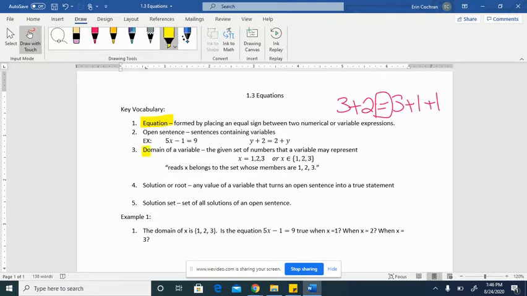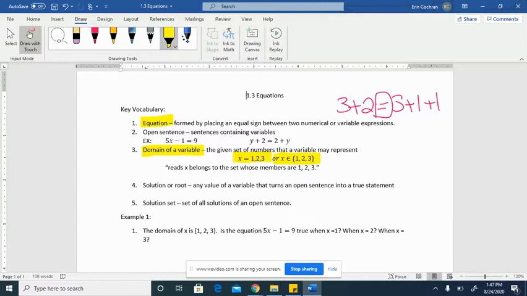The domain of a variable is the given set of numbers that the variable may represent. So you could either write it as x equals 1, 2, 3, 4, or x is an element of 1, 2, 3, and 4, or belongs to the set of members 1, 2, 3, and 4.